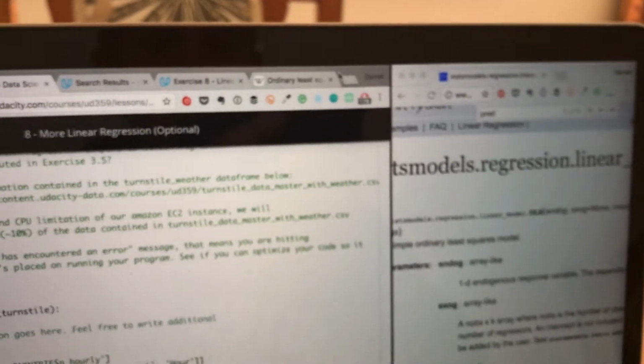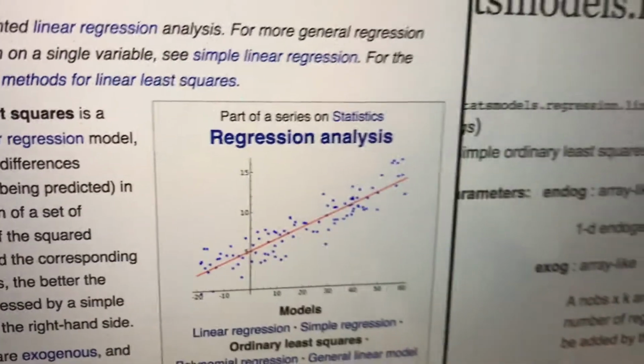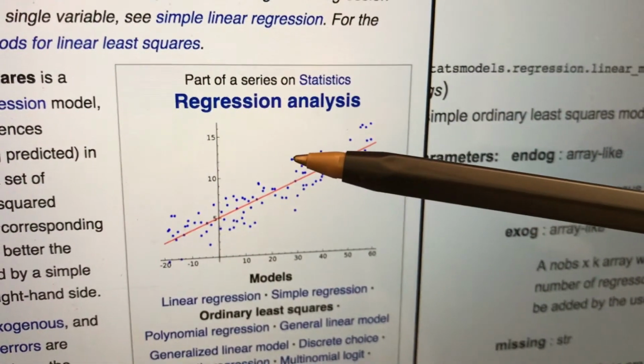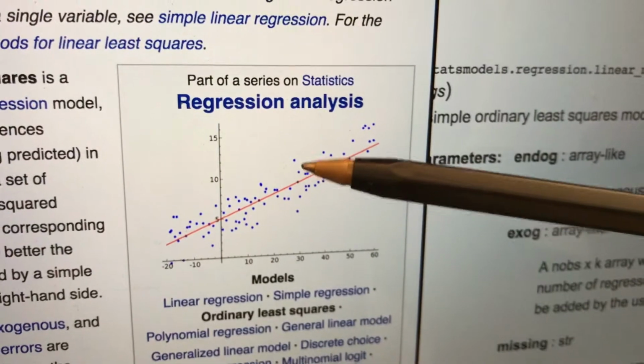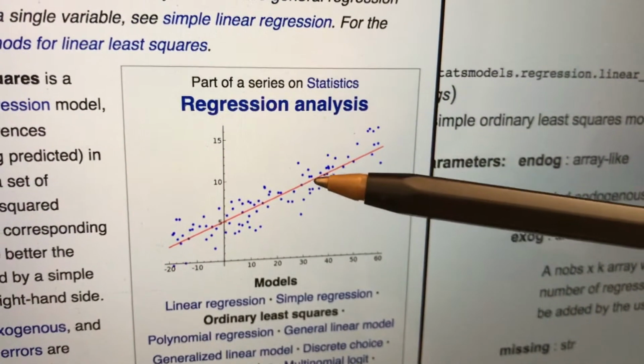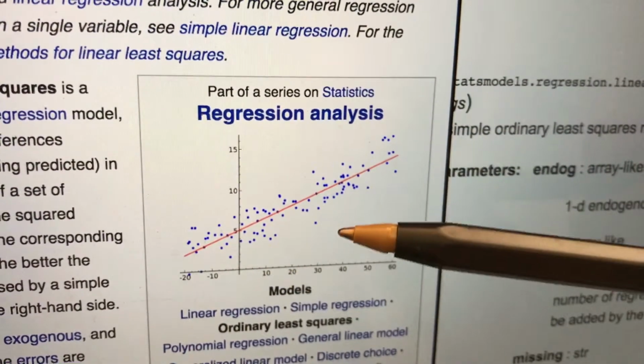I'll give you a bit of intuition behind it. See if I can explain this, because I'm still trying to get my head around it myself. If you imagine you've got a graph here, ordinary least squares works by calculating the distance between this point and the line, and does it for each and every point. So this distance, that distance, that distance, and does it for every single point, and then squares the sum of them, and the smaller the number, the better, I believe.